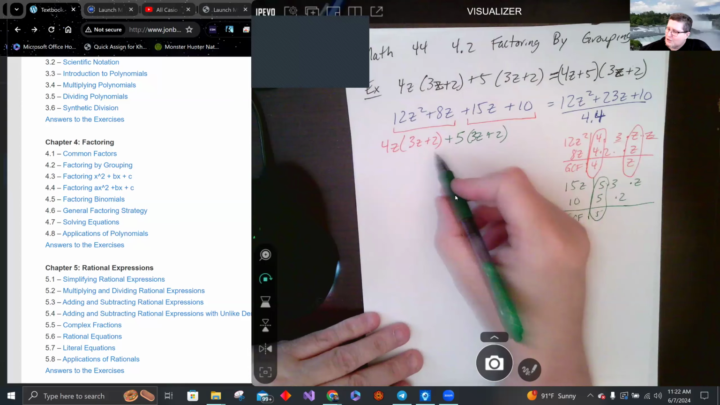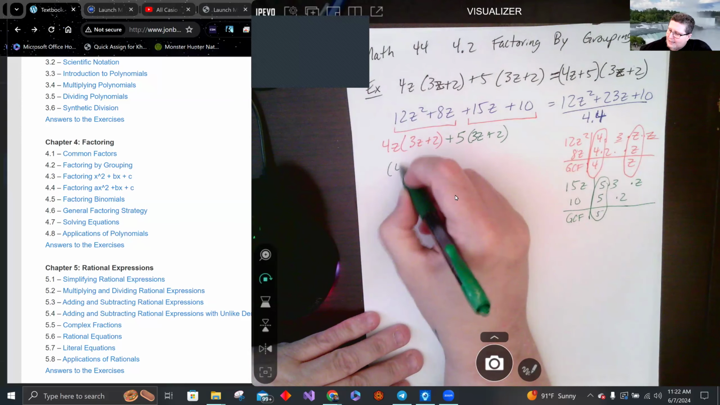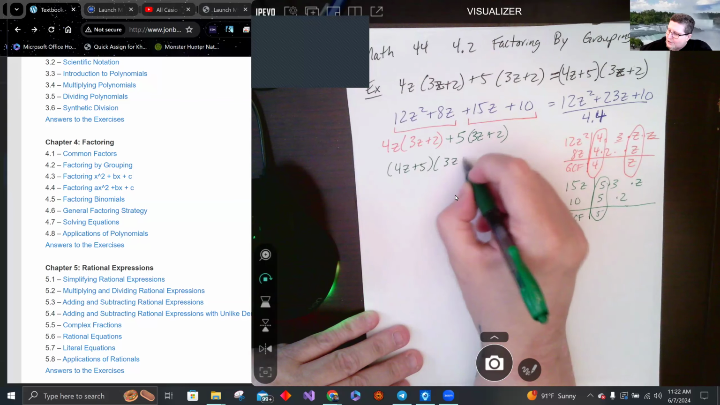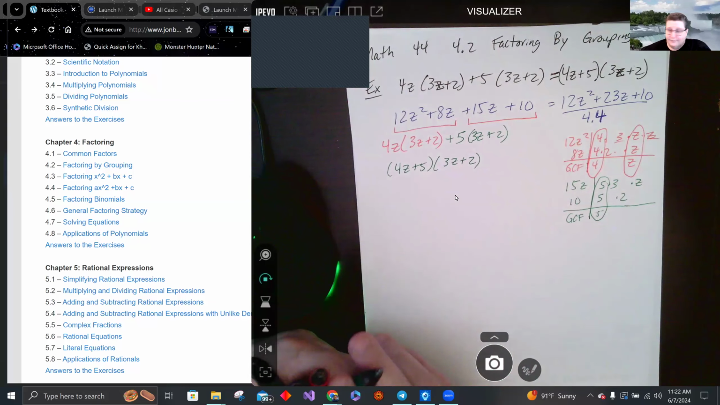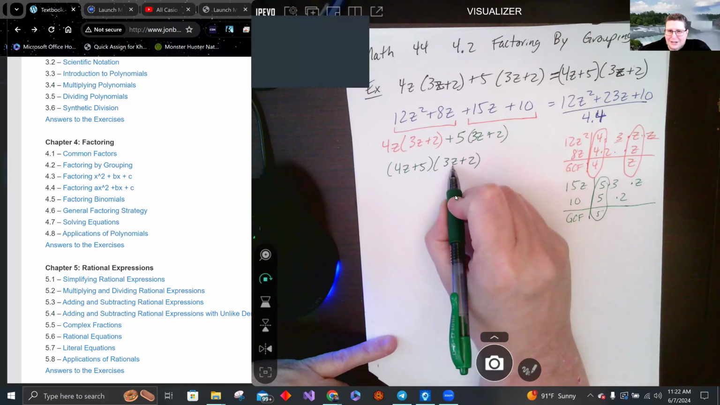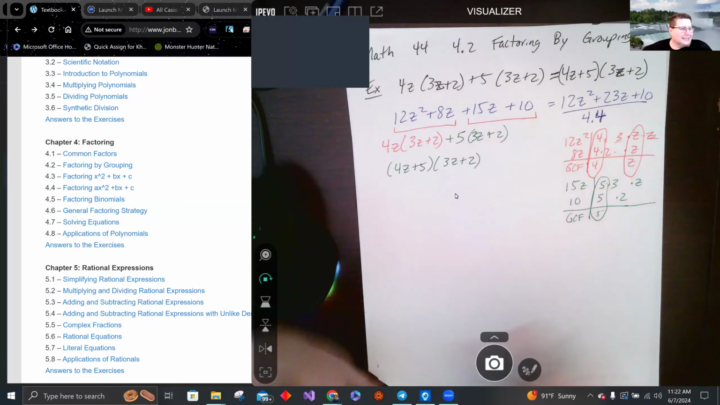And then we finish factoring and pull out, like we did at the end of the last section, the 3z plus 2, and we're left with 4z plus 5. And this is why I put a slash on my z's. Look how close my z's and my 2's look.